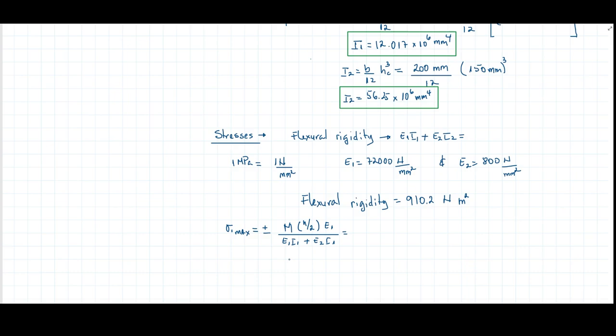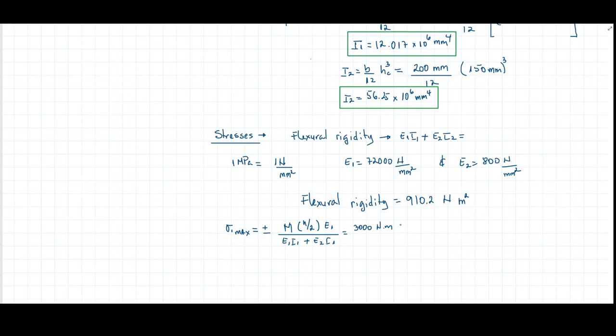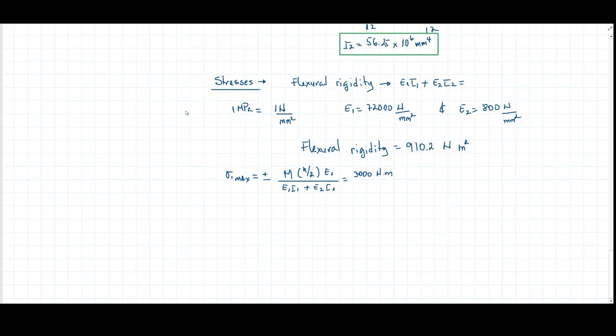And that's going to be equal to what? Well, how much is the moment? The moment is going to be 2,000 newton meters times the height divided by 2. The total height is 160 millimeters, divided by 2 is 80 millimeters. But as I'm working, I need to harmonize the units, so this is going to be times 0.080 meters, times E1.